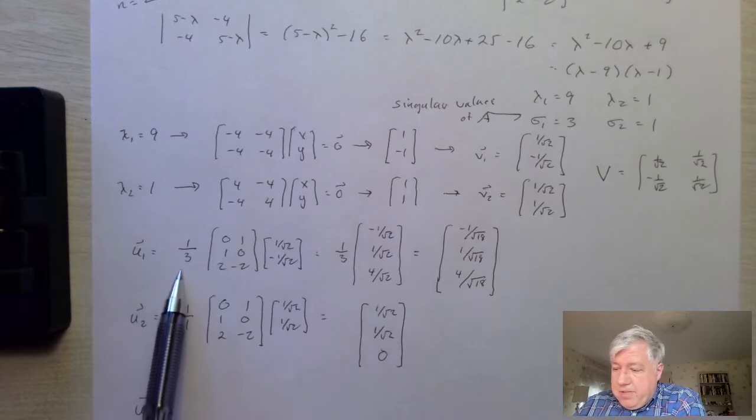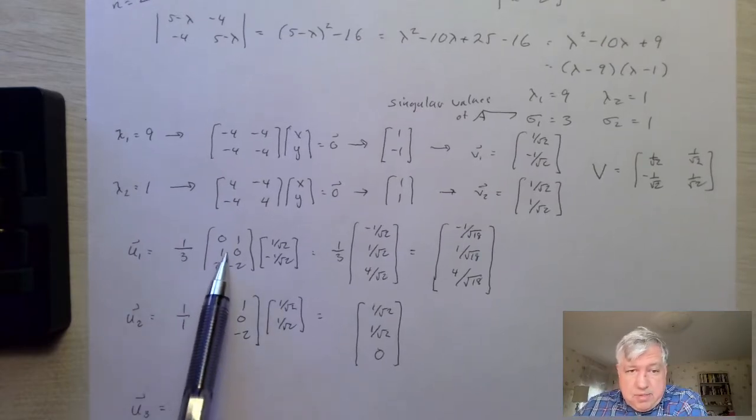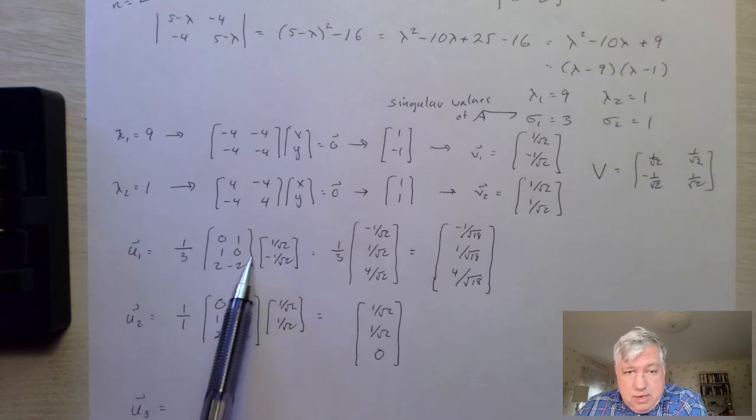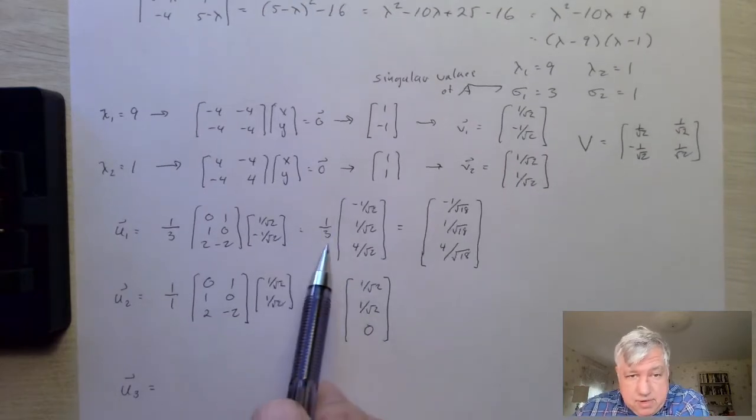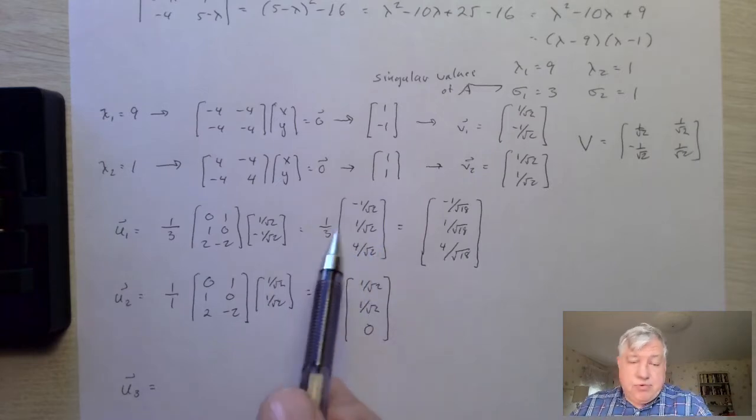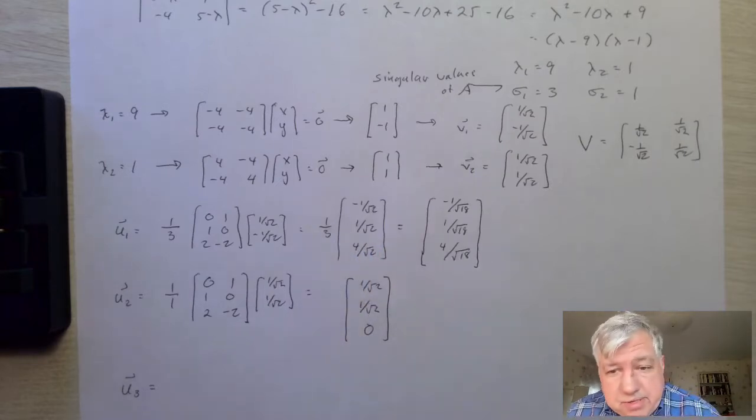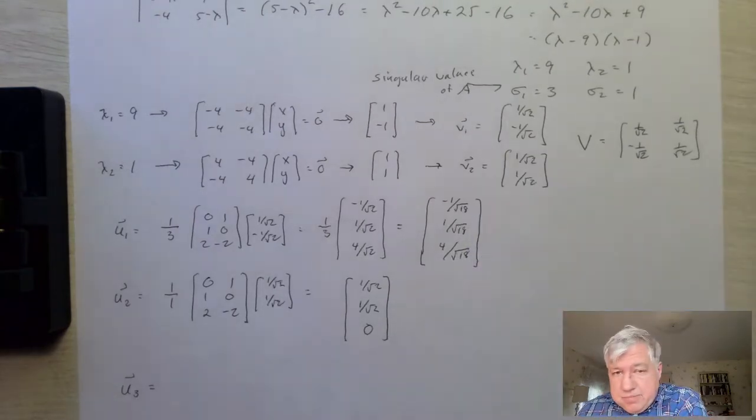Filling in this formula, here's for U1, we get 1 over sigma 1 times A times V1. And if you do this carefully, you can pull the 1/3 out here, multiply this out. When you distribute the 1/3, 1 over 3 is the same thing as 1 over the square root of 9. And the square root of 9 times the square root of 2 is the square root of 18. So that's where the square root of 18 comes from here.